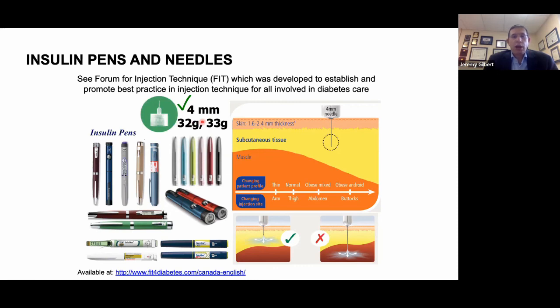It doesn't matter the size of the individual, because it's only going through the skin into the subcutaneous tissue. So a 4 millimeter needle is generally recommended for all individuals. A reminder of the type of pen that they're on, and the usability of the different pens.